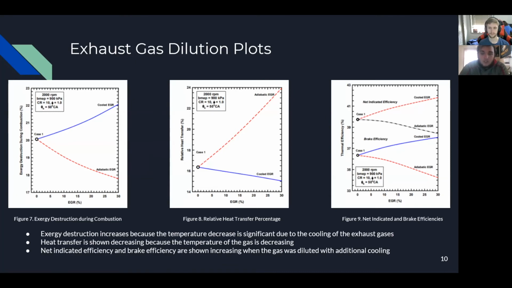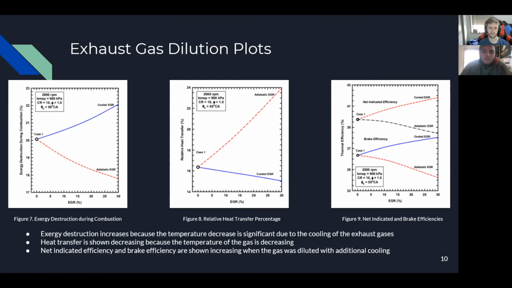The first plot, figure 7, shows that an engine with diluted exhaust gases has an increase in exergy destroyed, and the engine that is using the adiabatic EGR has lower exergy destruction. That's just due to the fact that there is a temperature decrease from the cooling of the exhaust gases. So with the lower temperature, there's more exergy destroyed.